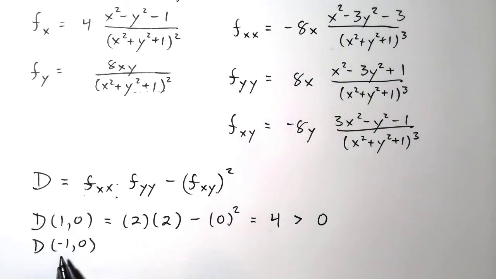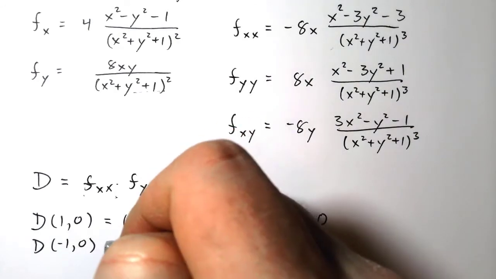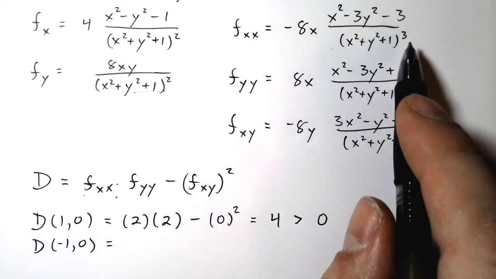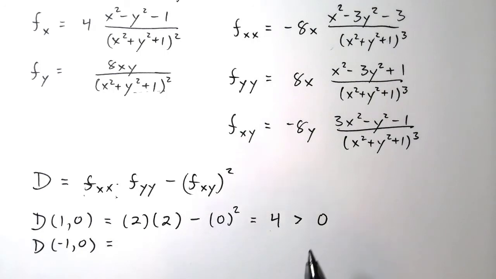Okay, now let's check out (-1, 0). Let's plug (-1, 0) into fxx up here. What do you get? Well, you get -2.